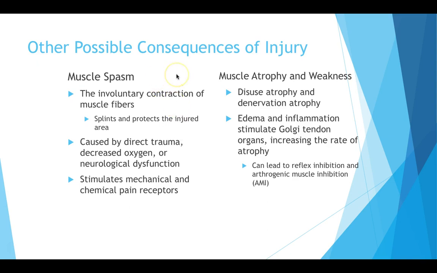So it's all about, remember, our PRICE or our POLICE. It's about protection. Your body is trying to protect it. We don't want that muscle spasm to happen though. Okay? Because the muscle spasm, which is caused from that direct trauma, caused from the decreased oxygen available, right? The start of secondary cell death, as well as neurological dysfunction.